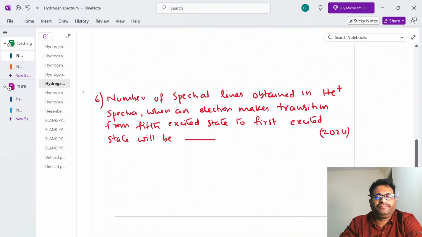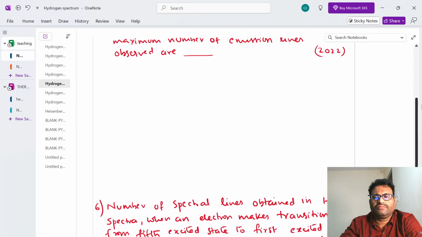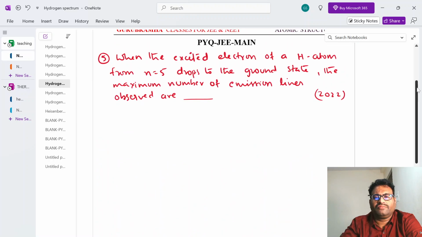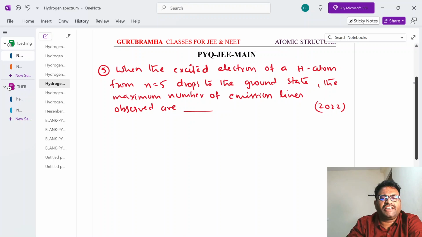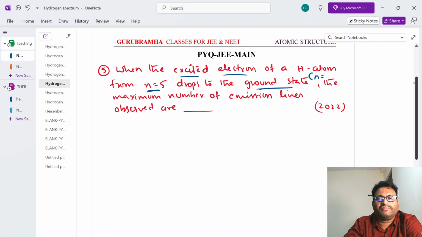Next question. When the excited state electron of hydrogen atom, n is equal to 5, drops to the ground state, ground state means n is equal to 1, the maximum number of emission lines observed are asked in 2022. It is asked as an integer question.